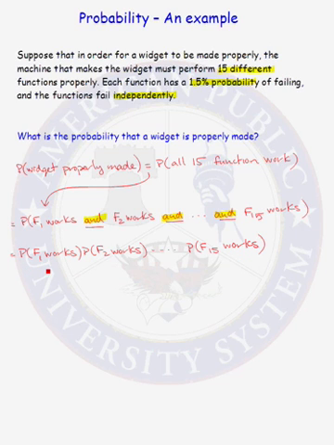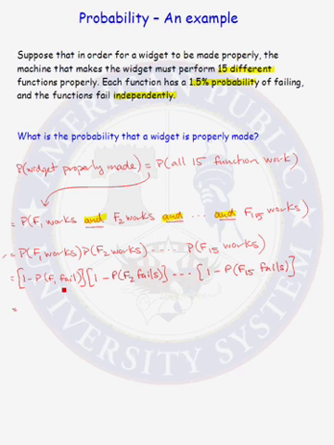Now, what is the probability that a function works? We can use the property that the probability of an event equals 1 minus the probability of its complement to find this probability. This probability is the same as 1 minus the probability that the first function fails times 1 minus the probability that the second function fails, ... times 1 minus the probability that the 15th function fails.